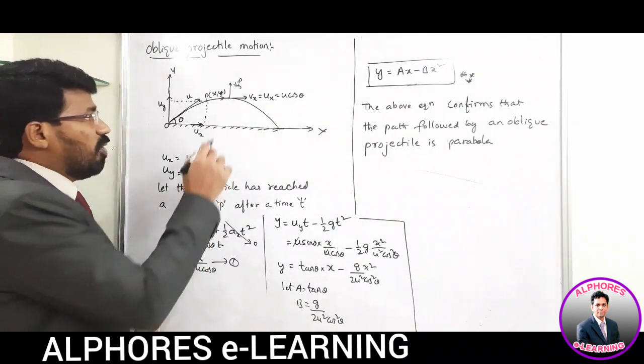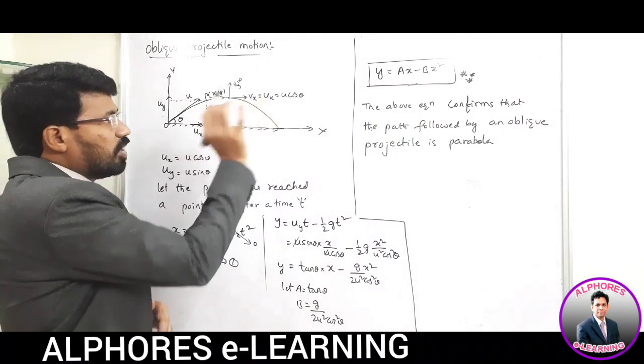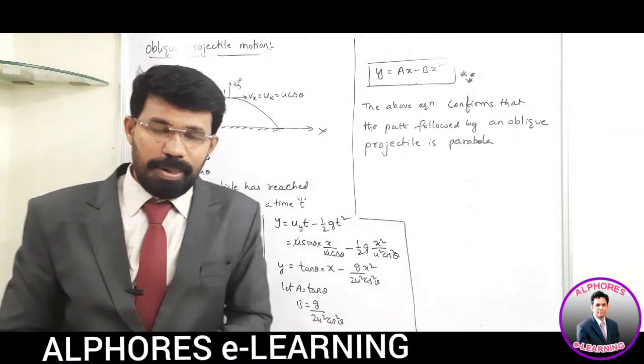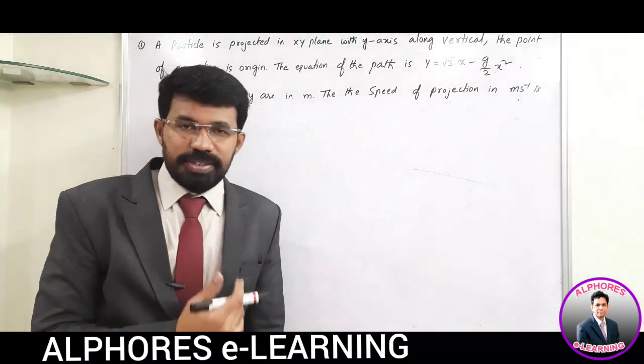It is becoming zero. Whatever velocity is present for the oblique projectile at the maximum height is equal to the horizontal component of velocity only. Okay. Now let us try to solve a few problems based on this one. Now let us solve this problem.